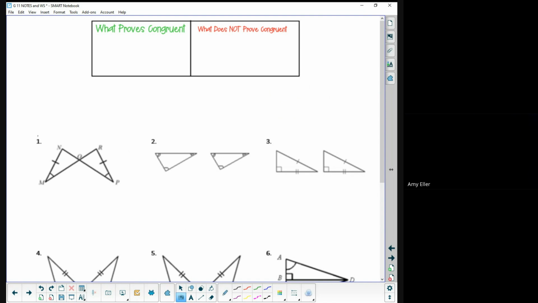I would like you to write under this box, what proves congruent? We're going to write 5 things. The first one is S, S, S. That means side, side, side. That means my triangle has 3 sides that identically match your triangle. And if that is the case, our triangles have to be congruent.